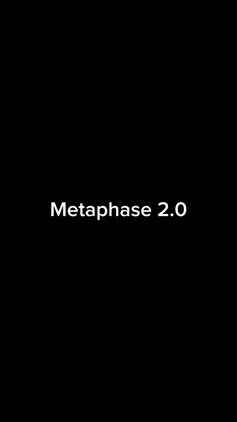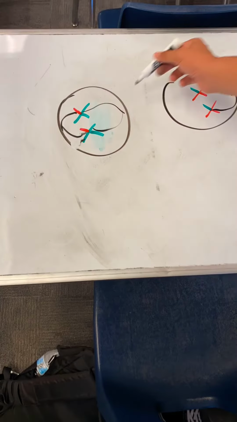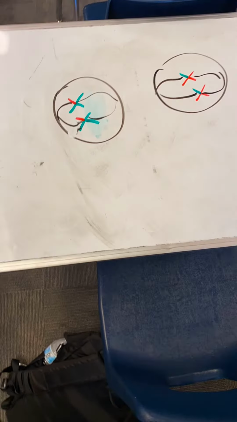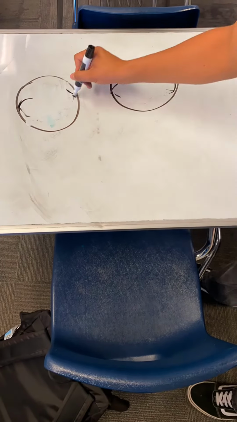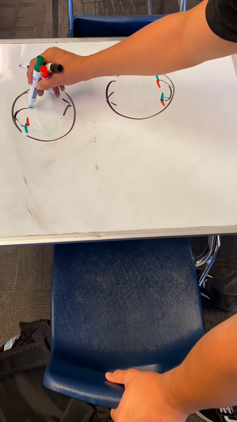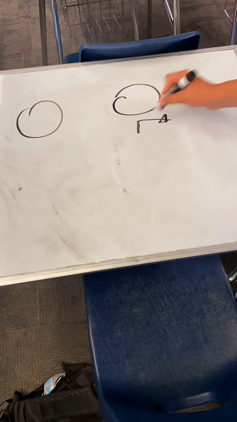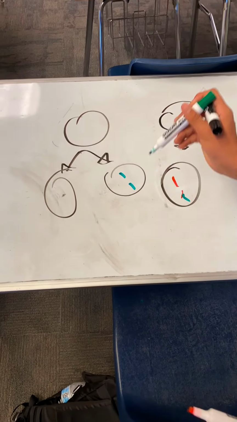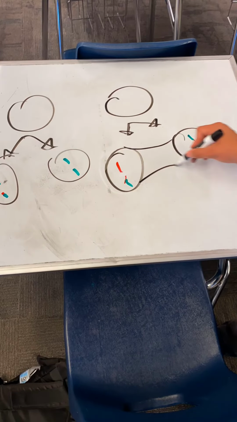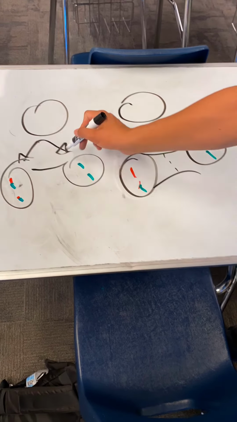Then in metaphase 2, they still come to the middle, but they're in a single file line, not in pairs like the previous metaphase. In anaphase 2, instead of the chromosomes being pulled away from each other, the chromatids are pulled apart by the spindle fibers. In telophase 2, you're able to see the nuclei reform, and the two cells are each going to divide, and now you have 4 cells remaining. Then cytokinesis splits the cytoplasm of the cells.